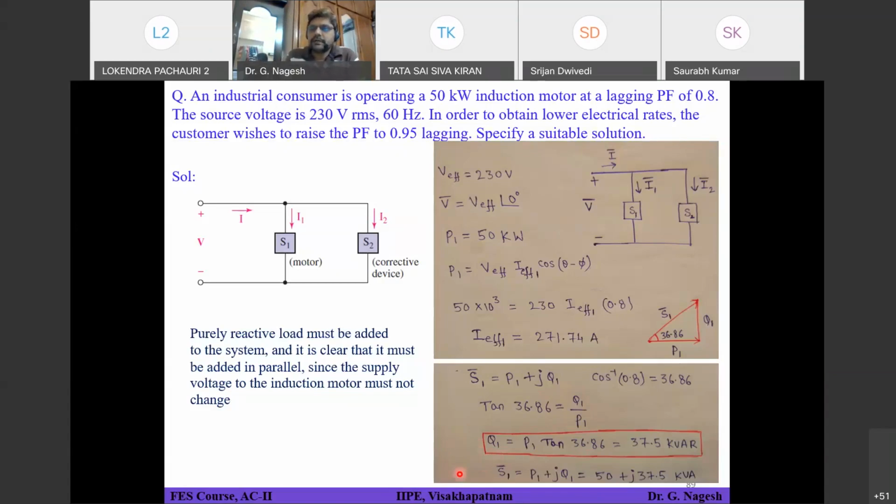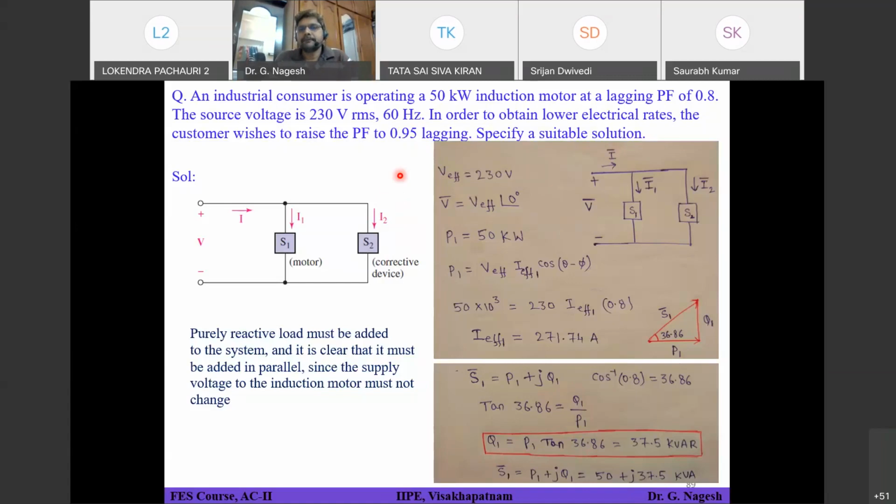Okay, so now the question is, after adding S2 to the existing load, they have given you how much power factor they want. That is 0.95 lagging they want. So assuming that I have added some element and I have improved my power factor to 0.95 lagging, try to calculate your reactive power. You are understanding the question?